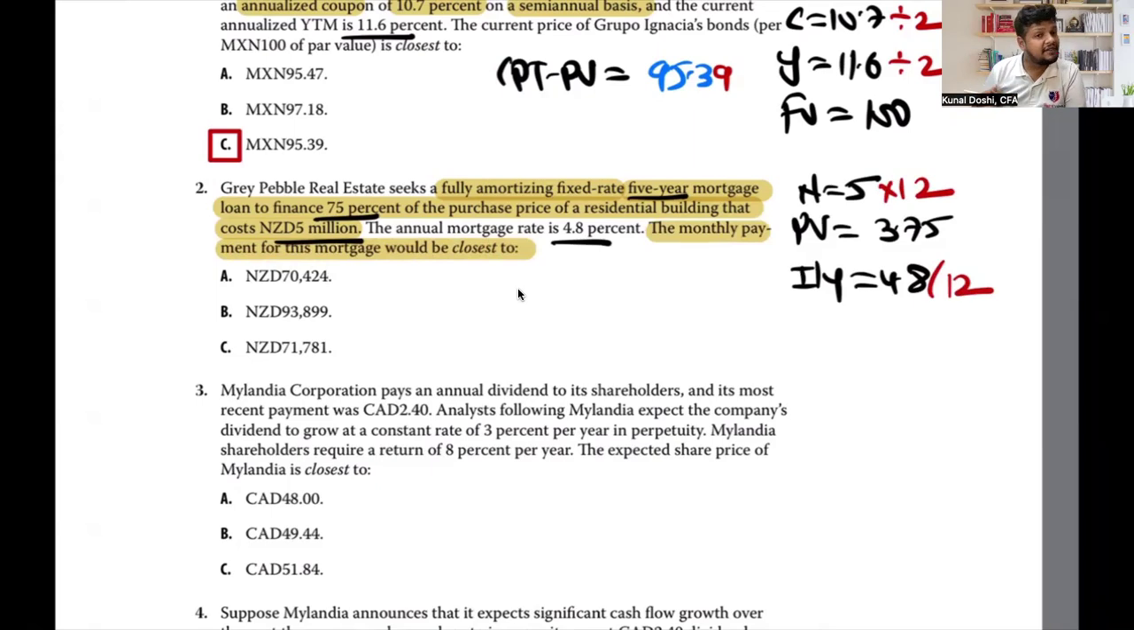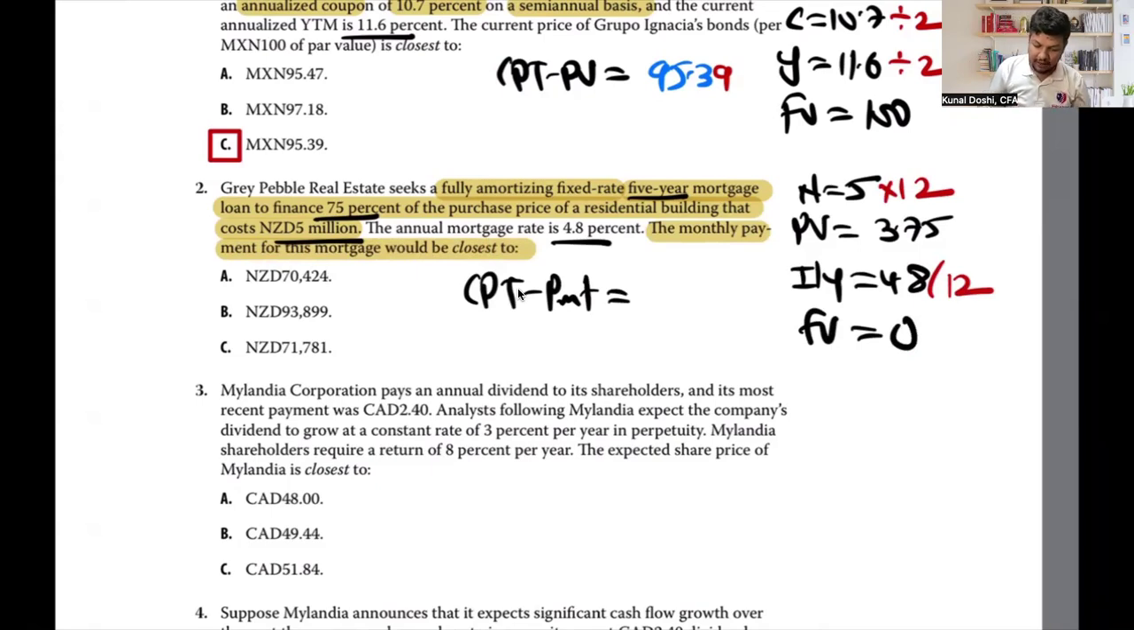Now, what are we calculating here? The monthly payment. So we are calculating compute PMT. But for doing that, we require FV. And in a fully amortizing loan, when the last installment is paid, nothing remains. So your FV has to be 0. In a fully amortizing loan, FV, future value is always 0.